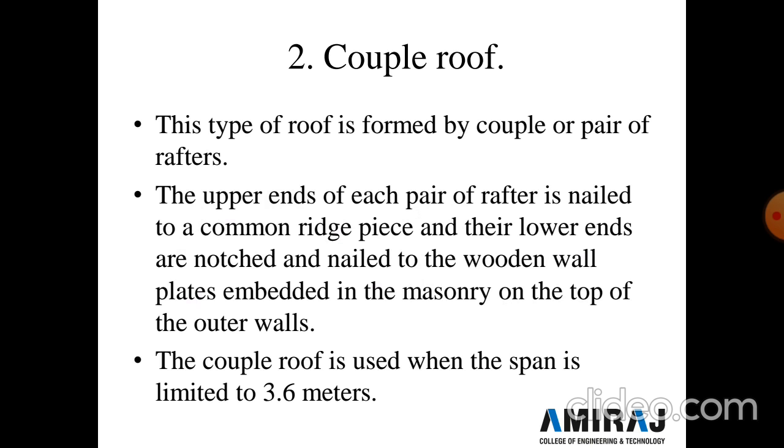Now the next type of roof is the couple roof. This type of roof is formed by a pair of rafters which slope to both sides of the ridge of the roof. The upper end of each pair of rafters is nailed to the common ridge piece, and their lower ends are notched and nailed to the wooden wall plates embedded in the masonry on top of the outer wall. The couple roof is used when the span is limited to 3.6 meters.